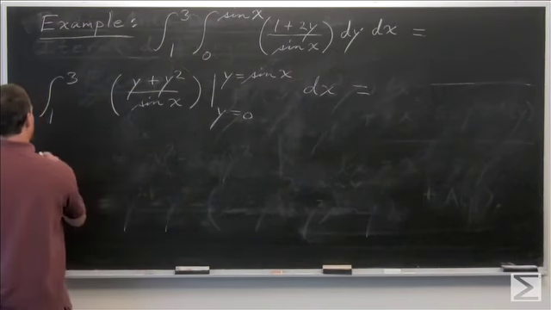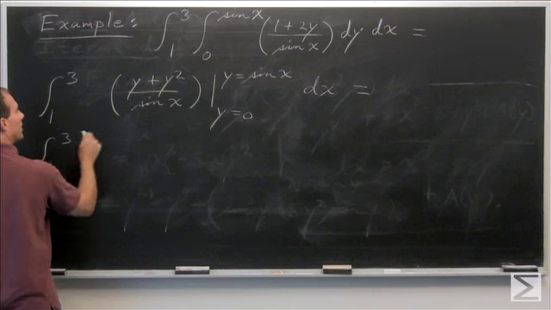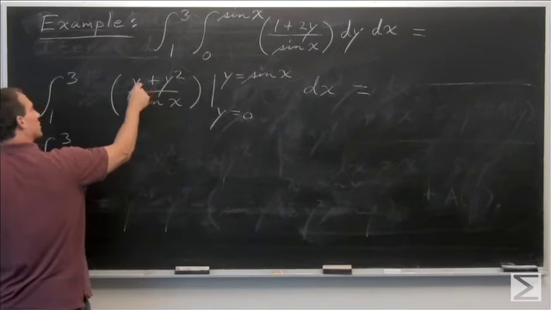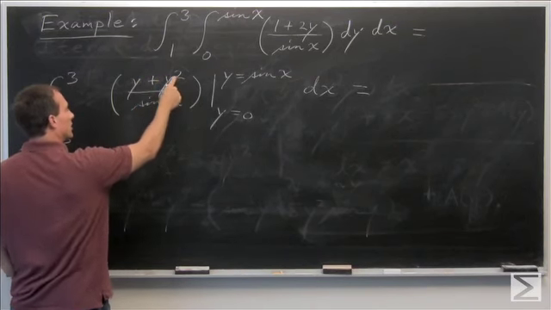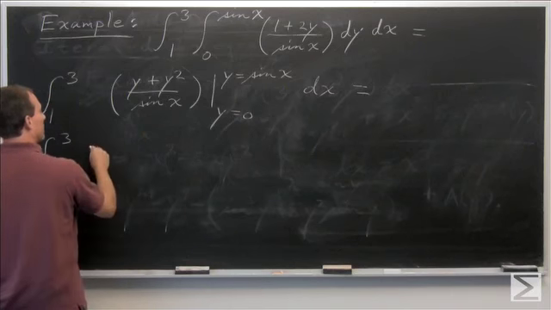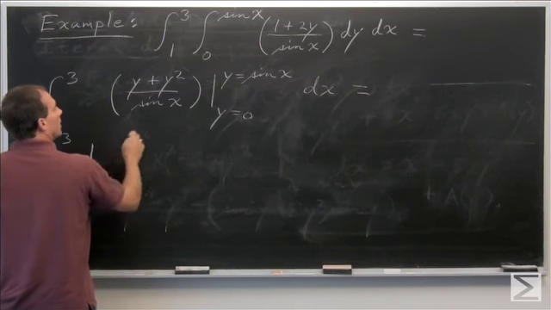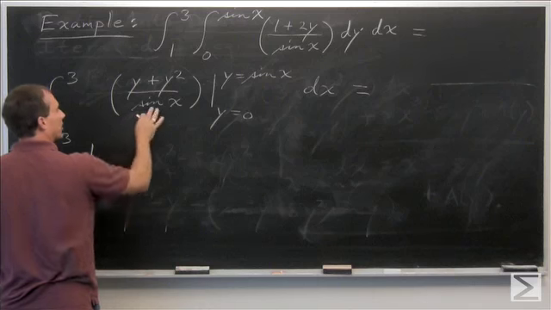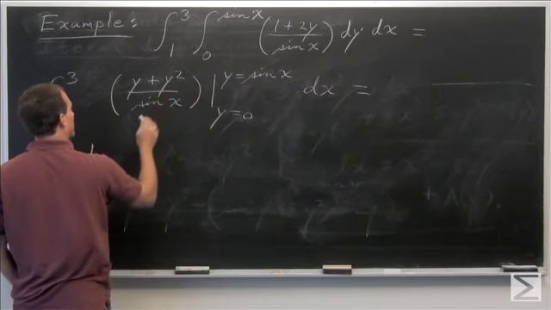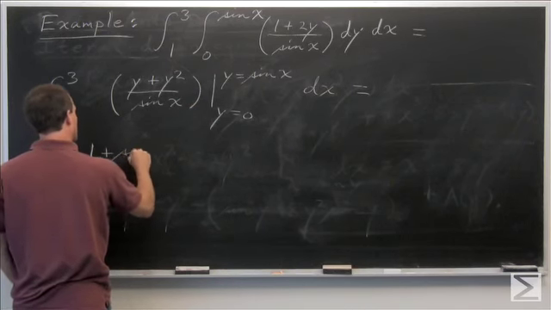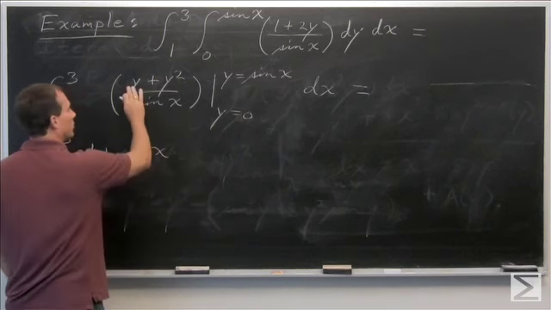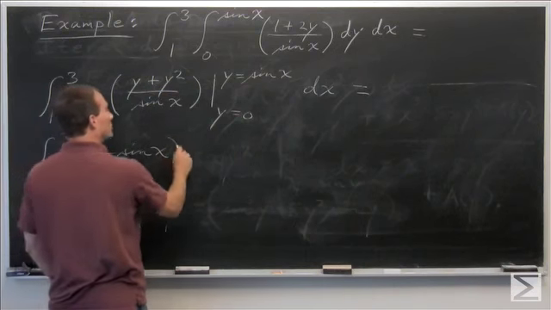So you get the integral from 1 to 3. You plug in y as sine of x. You get sine of x plus sine squared of x, but divided by sine of x. So you get sine of x divided by sine of x, you'll get a 1. Sine squared x divided by sine of x, you'll get a sine of x. This minus what you get when y is 0, which is just 0. So this is all you're left with.